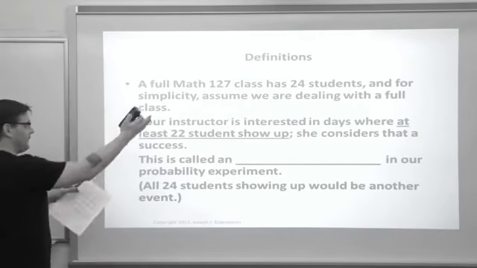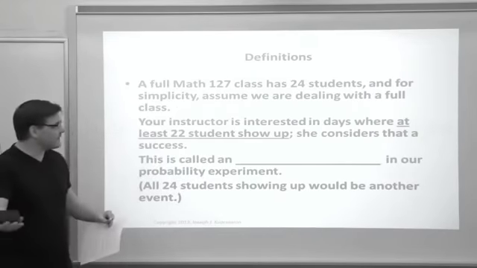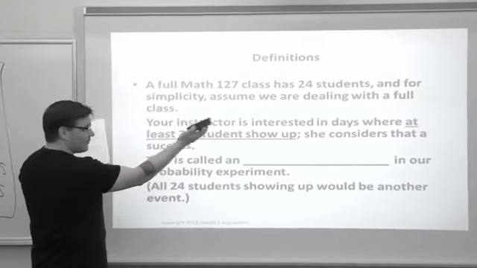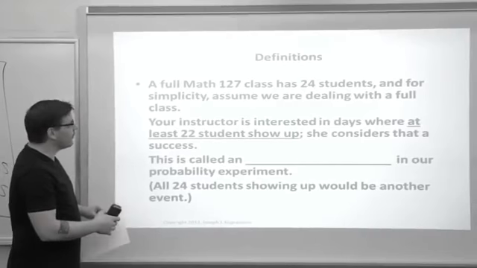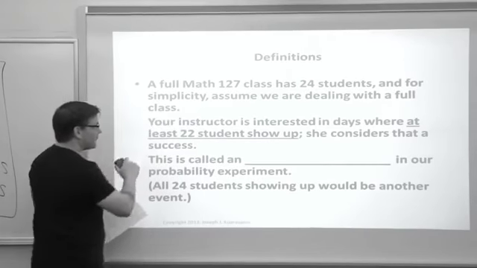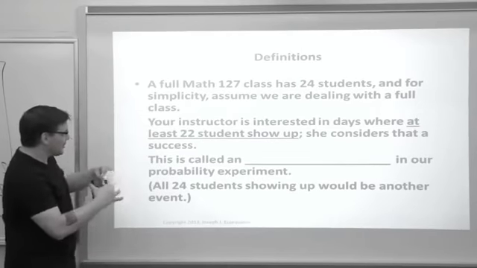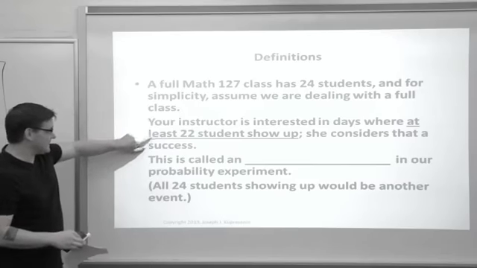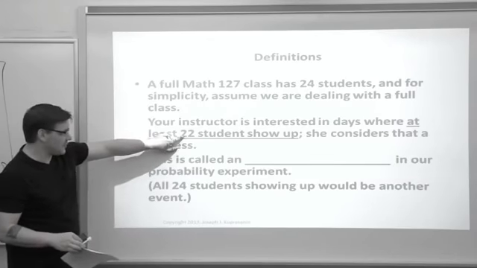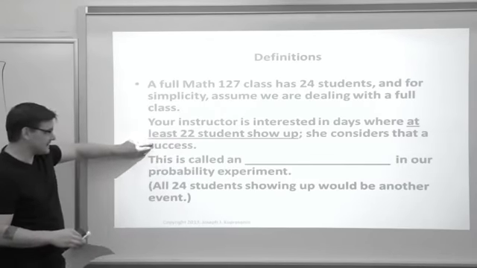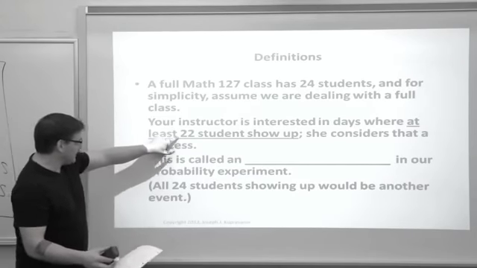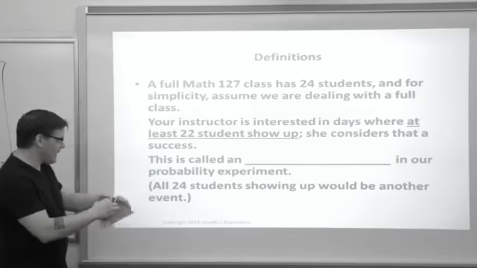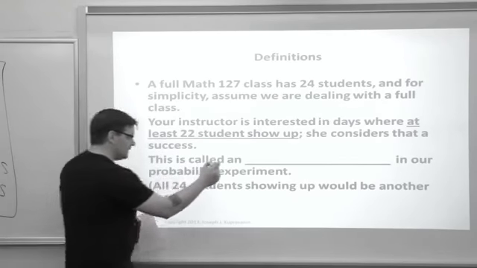Next one down: a full class. We have 24 students in the classroom. For this example, let's pretend that we're working with a full class, full enrollment, and for simplicity, I'll assume we're dealing with that full class. Your instructor is interested in days where at least 22 students show up. She'll consider that a success. So obviously, the more students that show up, the better. At least 22 students showing up is called an event.